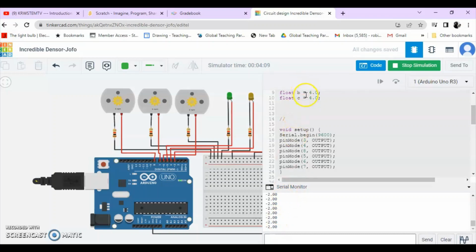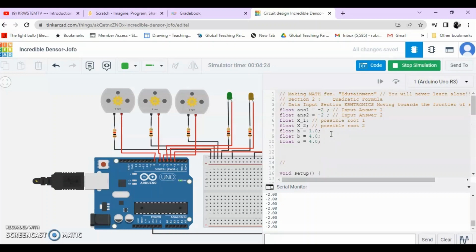based on the values for a, b, and c, I'm getting -2 for one of my answers for x1, and -2 again for one of my answers for x2. Alright, and of course I just used a simple case just to test my quadratic equation as well.